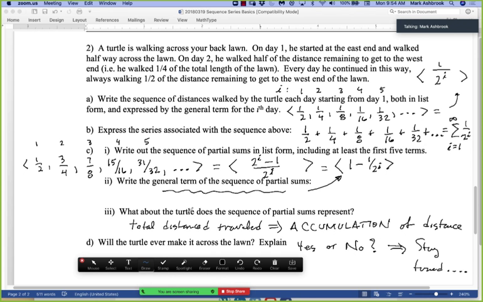Okay, so now we'll talk about GC. In your homework, there are several problems where you'll be asked to download a file and use GC to help us generate some sequences and series. So I'm going to show you how that works.